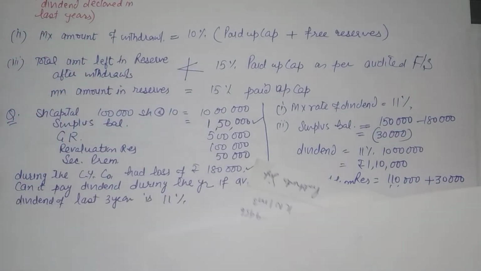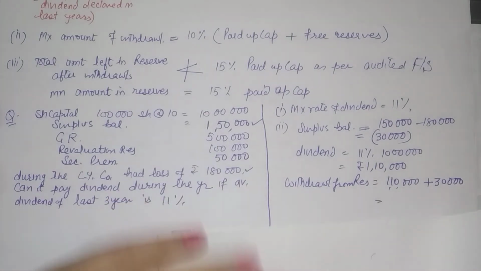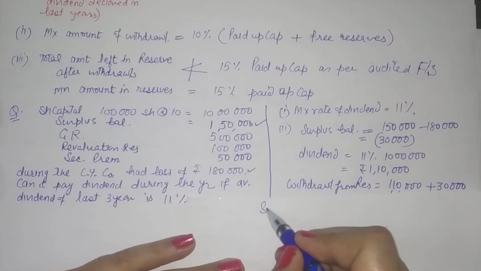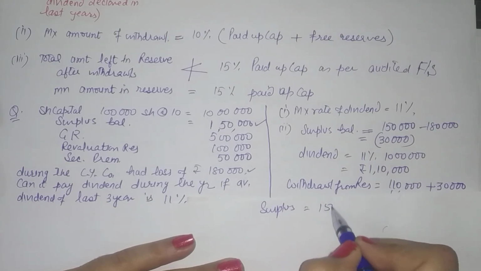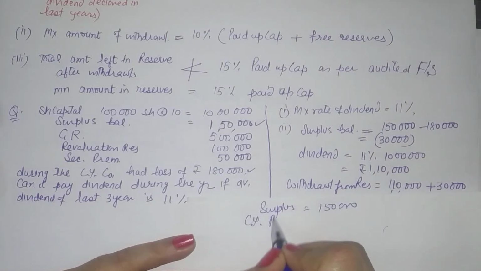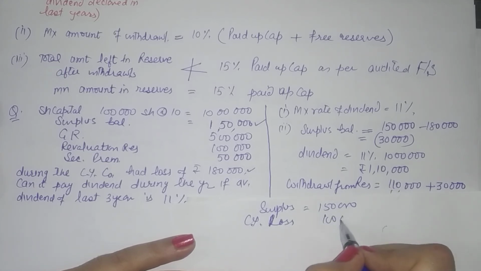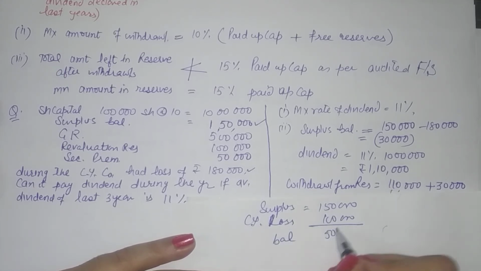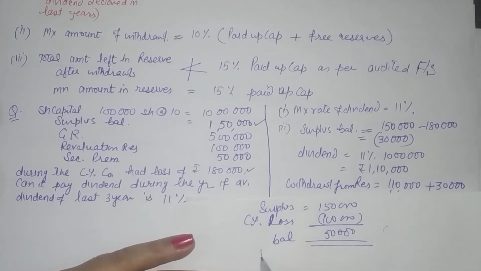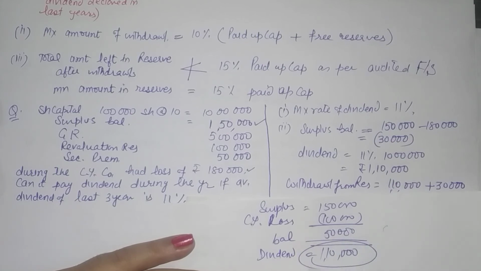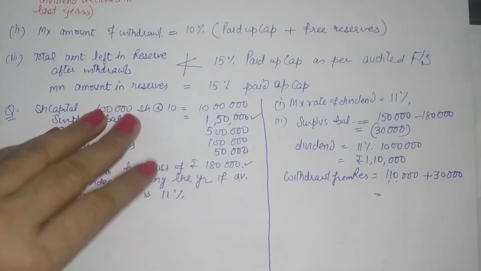Just consider it here. Suppose your surplus balance was the same 1,50,000, but your current year loss was 1 lakh. It means your balance now is 50,000, but you want to give a dividend of 1,10,000. It means to pay this dividend, you have 50,000 with you. So you need to withdraw 60,000 rupees only. That is what we meant when we had this condition here.